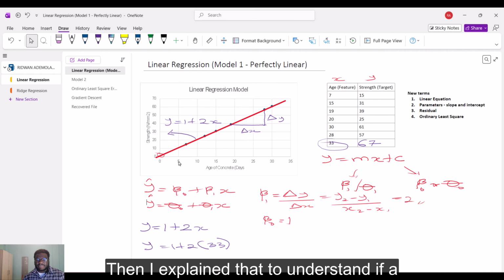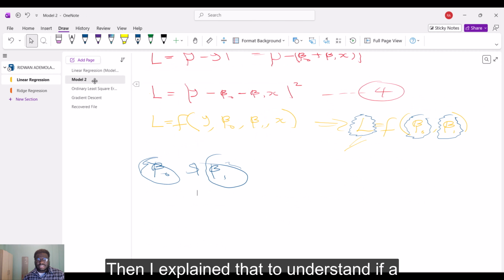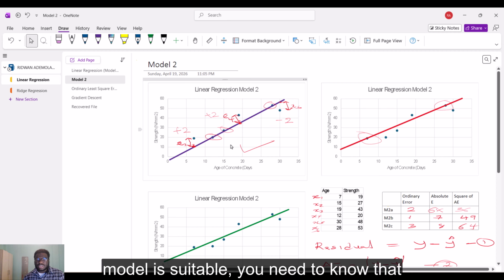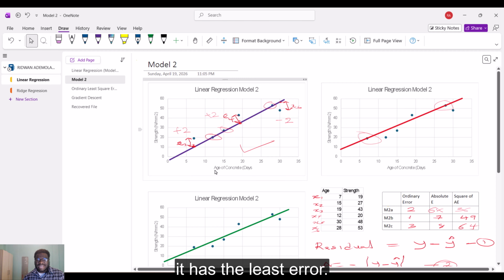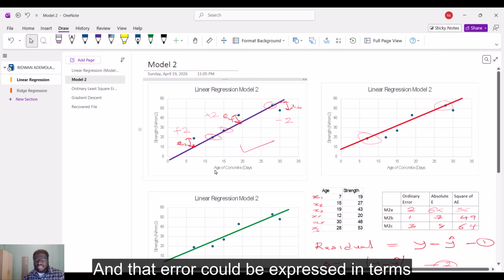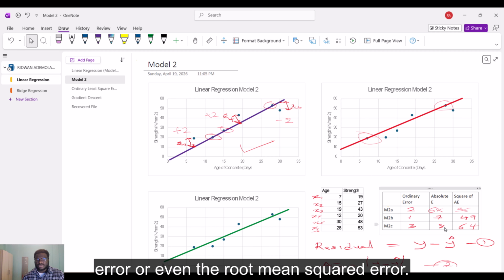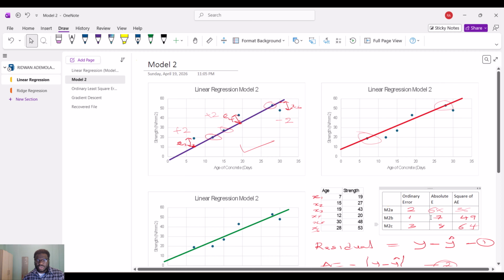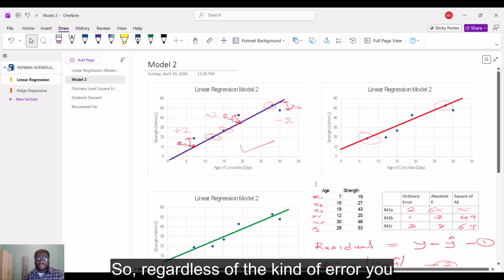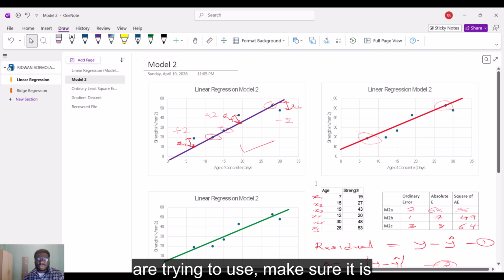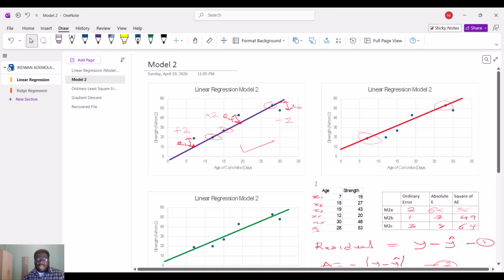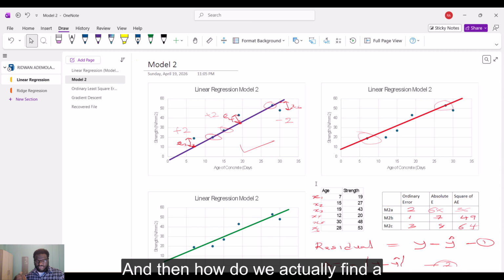Then I explained that to understand if a model is suitable, you need to know that it has the least error. And that error could be expressed in terms of the absolute error, the squared error, or even the root mean squared error. Regardless of the kind of error you are trying to use, make sure it is the least. And then how do we actually find a model that has the least error?